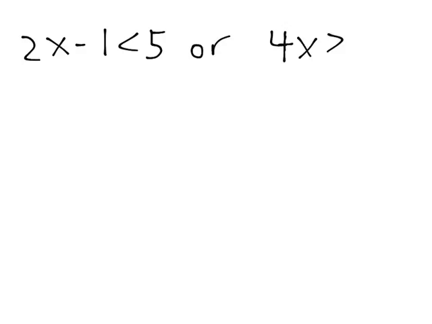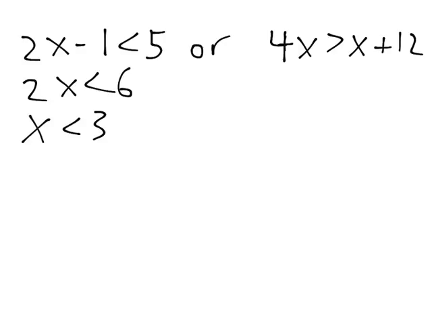A compound inequality can also be made using an OR statement. For example, we could have 2x minus 1 is less than 5, or 4x is greater than x plus 12. As before, to solve an inequality like this, we need to solve both halves of it first. For the left half, we can add 1 to both sides to get 2x is less than 6. Then we can divide both sides by 2 to see that x is less than 3.